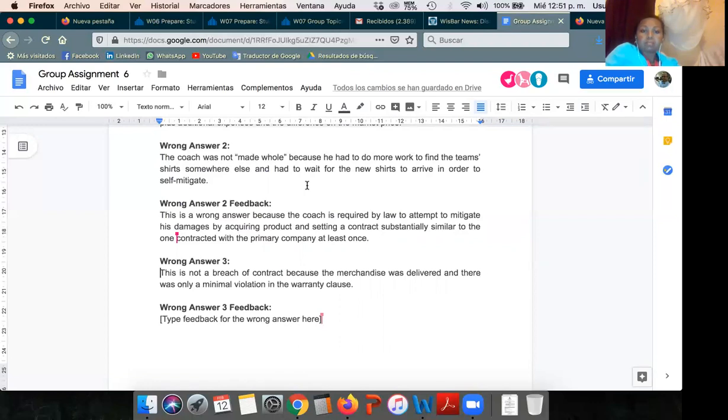What happened here? It says it's a breach of contract if you don't get the wanted items, the ones that you order, so it's a breach of contract. Okay.